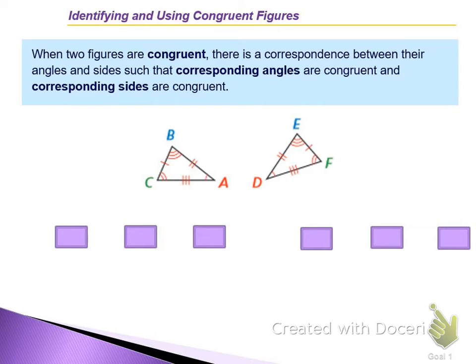Alright, so take out your highlighter. We're going to highlight the most important part. Alright, so ready? Corresponding angles are congruent. Corresponding sides are congruent. That's the most important part. Go ahead and highlight it. Corresponding angles are congruent. Corresponding sides are congruent. And I will explain what corresponding means.